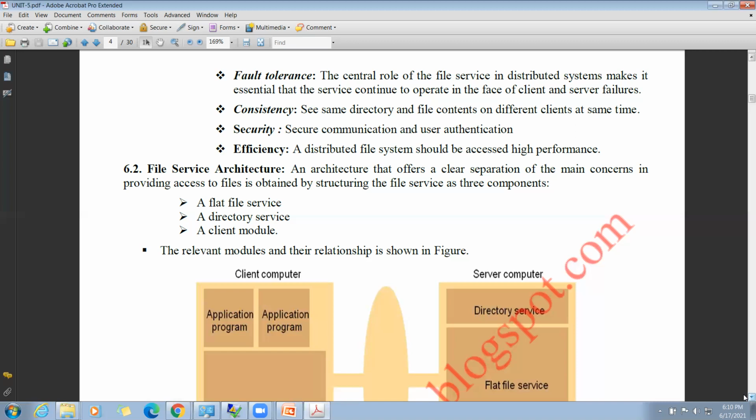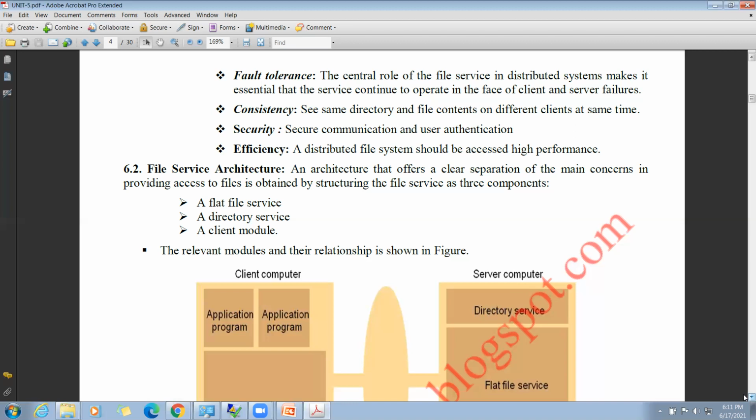And the last but one is security. Here the secure communication will be needed and the authentication is also needed. Why? Because the file is distributed. That means the same file is accessed over the network by different users, so the file needs protection. That means it provides authentication. Only authenticated users need to access that file.